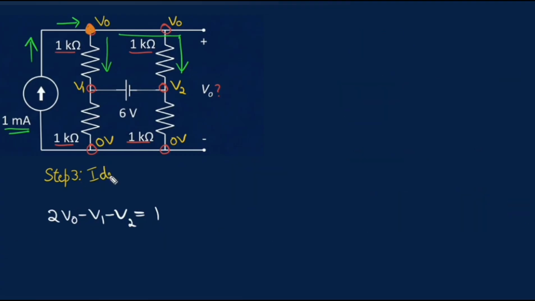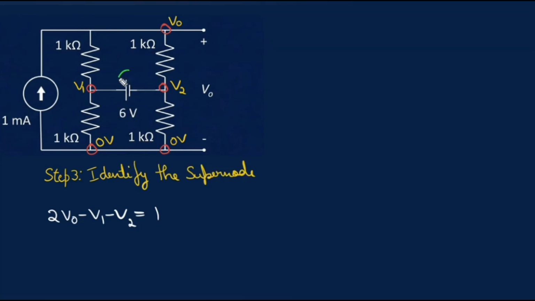Now we come to step 3, where we need to identify the supernode. Here comes the important part of this question. The 6-volt voltage source is connected directly between V1 and V2. Both V1 and V2 are unknown nodes. When an ideal voltage source is connected between two unknown non-reference nodes, we combine those two nodes and the voltage source into one larger node called a supernode.